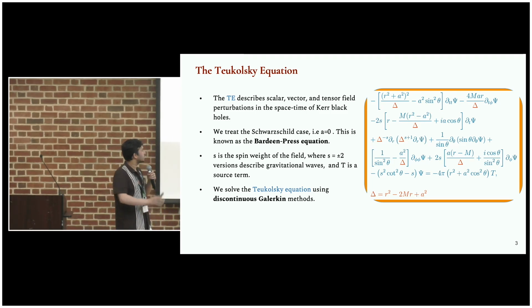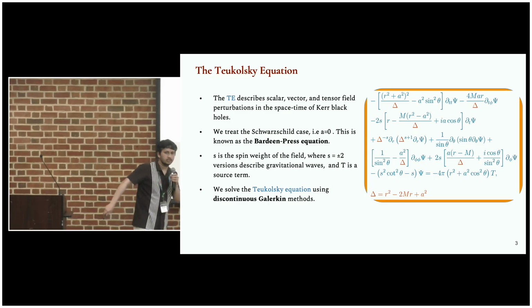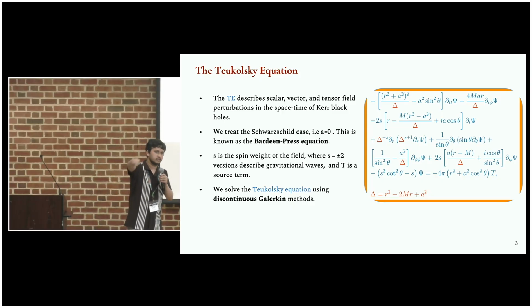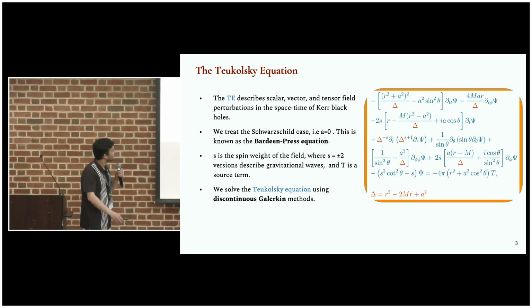There are a few quantities that I want to show here. That is the parameter A here, which is the spin of the central black hole. And for the present talk, I'm using A equals 0. And then the Teukolsky equation becomes the Bardeen-Press equation. We are using spin weight -2, which basically means gravitational degrees of freedom. And T, the source term here, actually models the particle that is inspiraling around this central black hole, or in this case, Schwarzschild black hole.